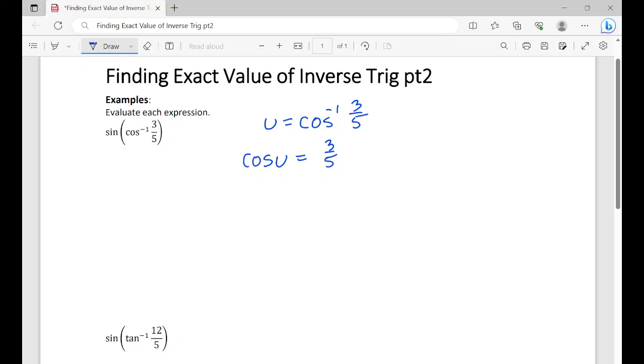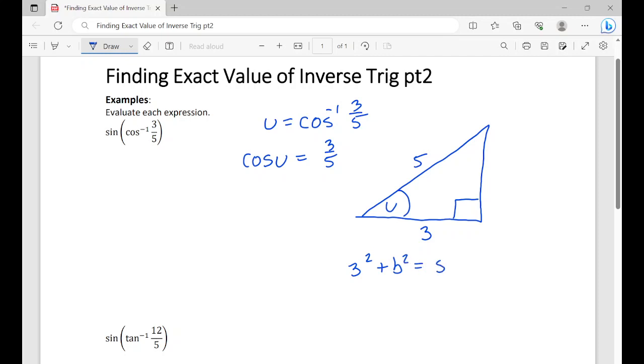Now cosine u equals 3/5 is not too bad. I know that I can do a right triangle here and fill it out. I know that cosine is just adjacent over hypotenuse, so 3 and 5. And then I can do Pythagorean theorem to get the other side. So 3 squared plus b squared equals 5 squared. And when I solve for b, I'm going to end up getting just a 4 here.